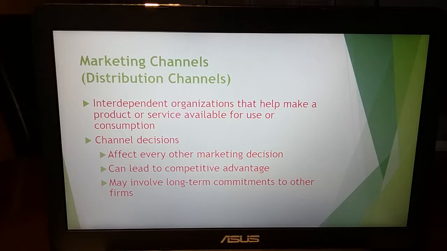It can provide a competitive advantage. It does affect the other marketing decisions in terms of how you're going to promote it, how you're going to price it, and exactly what the product is going to be. So you might have one product line that you sell at your main store, and then other product lines that you sell at department stores, for example. And a lot of times these channel relationships can be very long.